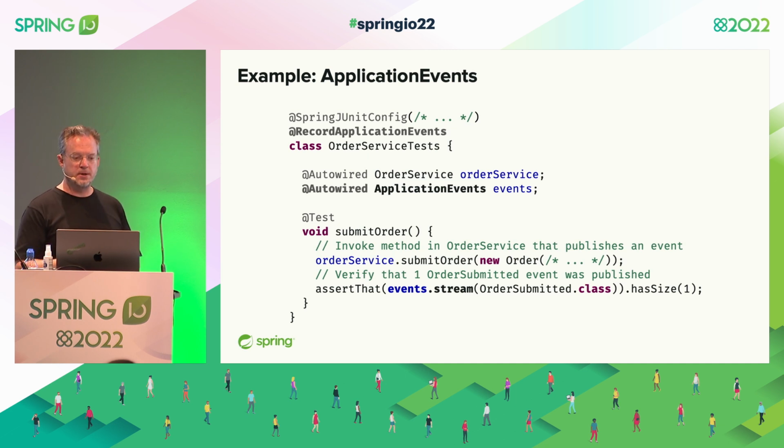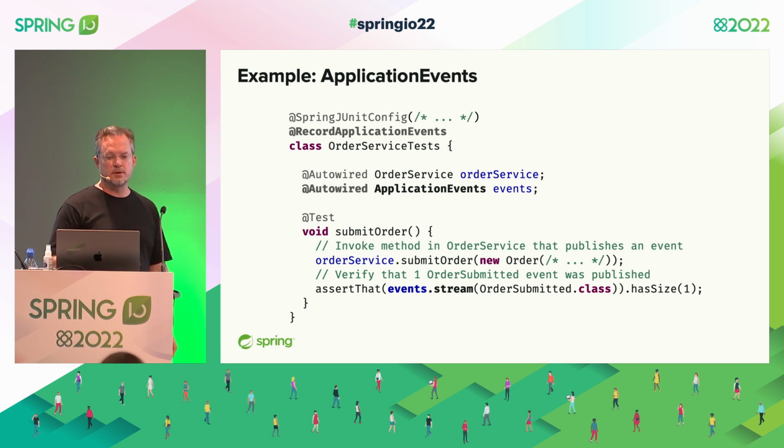Here's an example with the application events. This is an opt-in feature. There is a test execution listener that's registered by default, but it won't do anything unless you annotate your class with RecordApplicationEvents. So that will turn on this feature. Then you can access the application events. Again, I mentioned that was a concept we have here in the abstraction. You can just autowire that in.